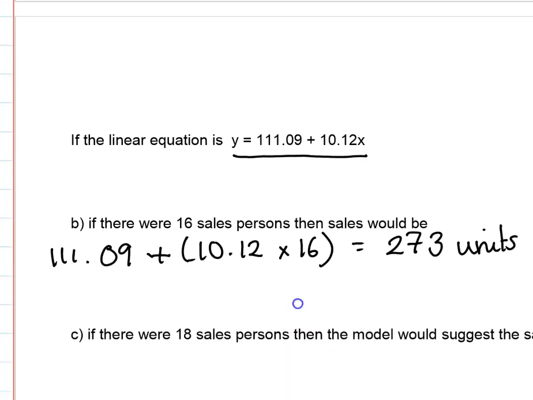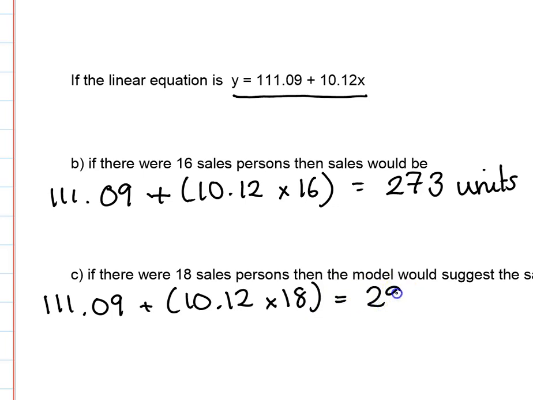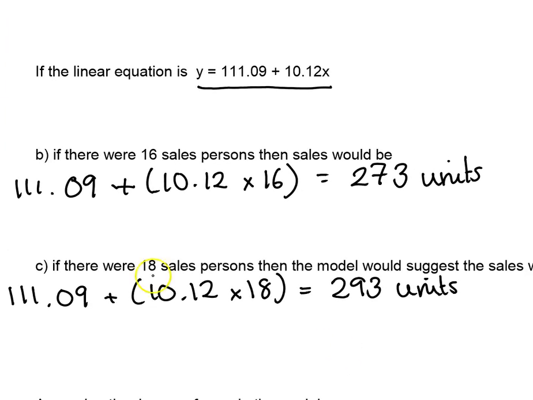If we look at the next question, we're going to, for 18 salespeople, oops, 18, not 16 again, and that will get us to 293 units. Not 293.25, you can't have 0.25 of a unit. We'll show it in whole numbers. Now the interesting thing with 18 salespersons is that's one of our pieces of data.